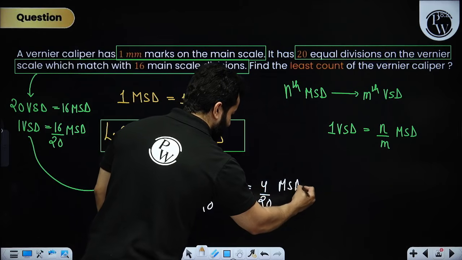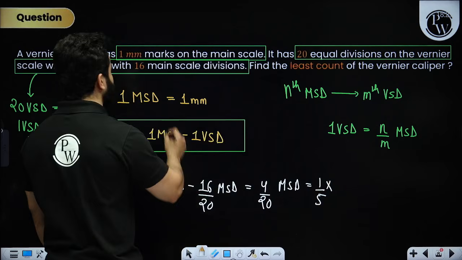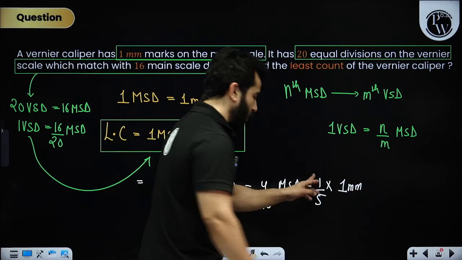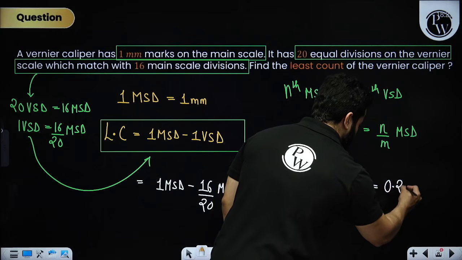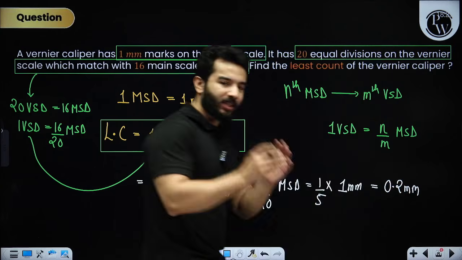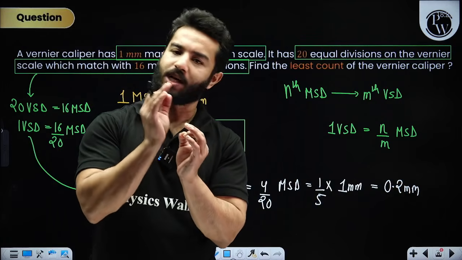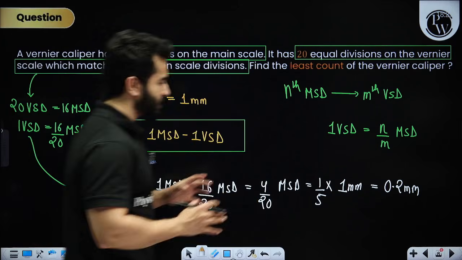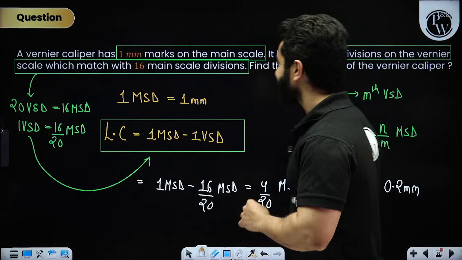MSD. My dear friends, 4 by 20 is nothing but 1 by 5, and MSD is actually equal to 1 millimeter. And 1 by 5 is 0.2, which gives me my answer as 0.2 millimeter of least count. So this Vernier caliper can measure the least value, the minimum value, as 0.2 millimeter. Alright, so hopefully this makes complete sense. You can also write it in centimeter, that's fine.